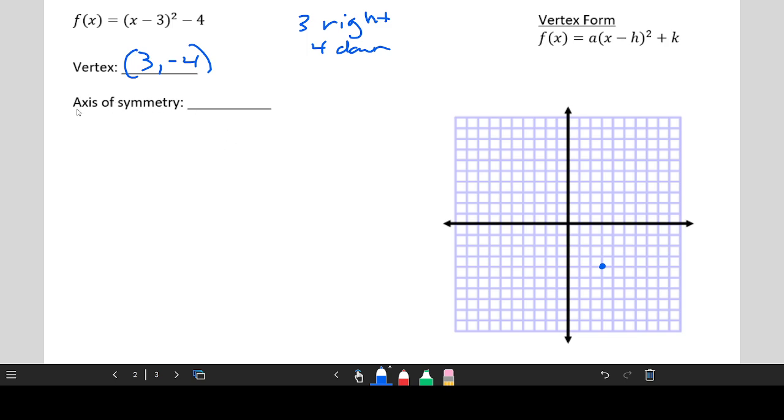And as we discussed in the other video, the axis of symmetry is a vertical line that runs down through the vertex. So since it's a vertical line, the equation is always x equals a number, and it'll pass through the vertex, which means whatever the x value is at the vertex is the number we'll see on the right side of the equation.